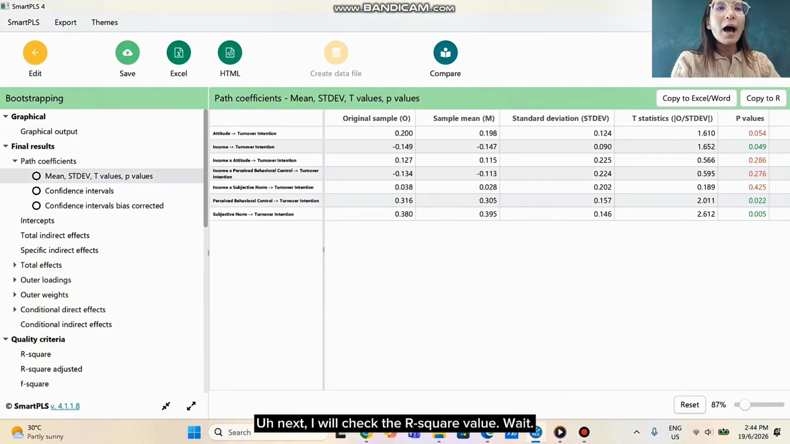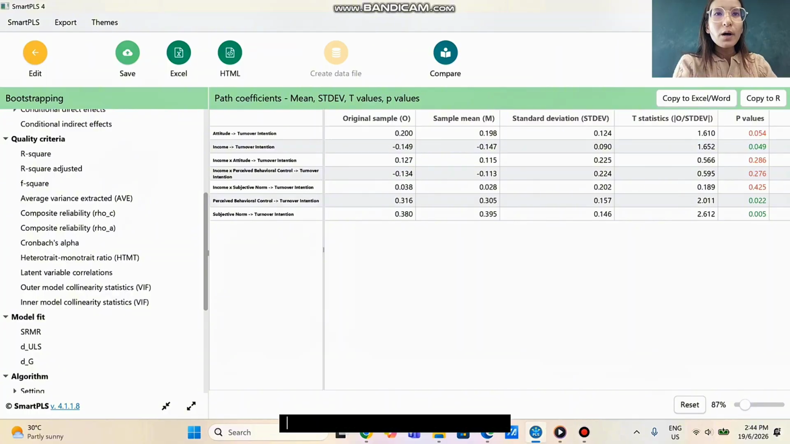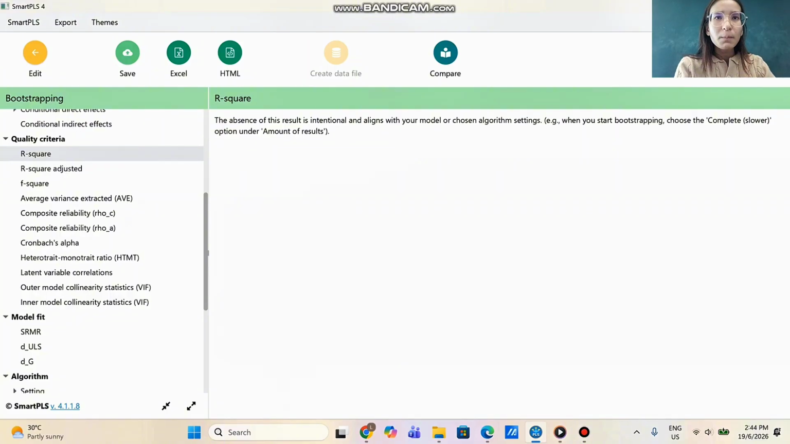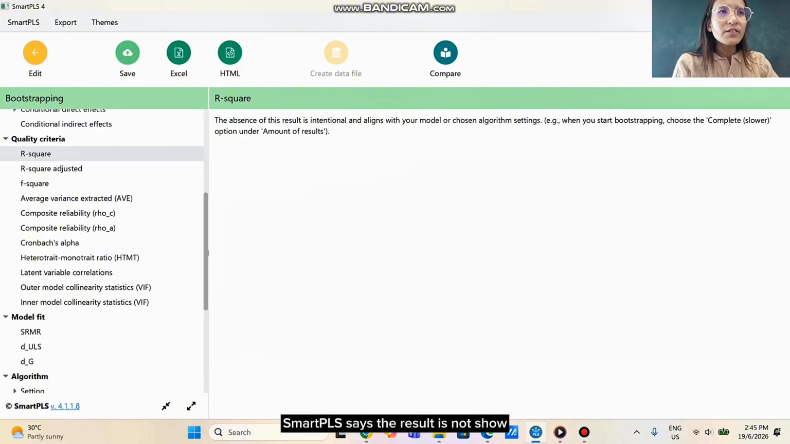Next, I will check the R-square value. Wait, why is there no R-square result here? Let me read the message on the screen first. Okay, I think I found the issue. SmartPLS says the result is not shown because of the bootstrapping setting. I have selected most important factor early, so some additional results are not displayed.